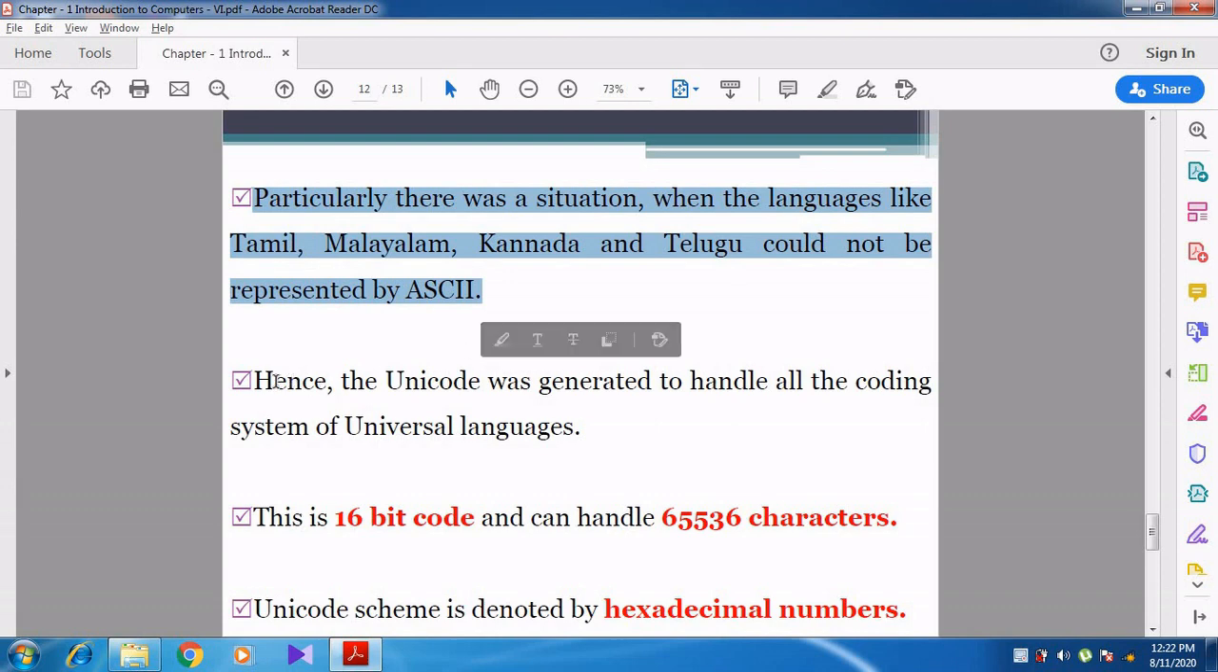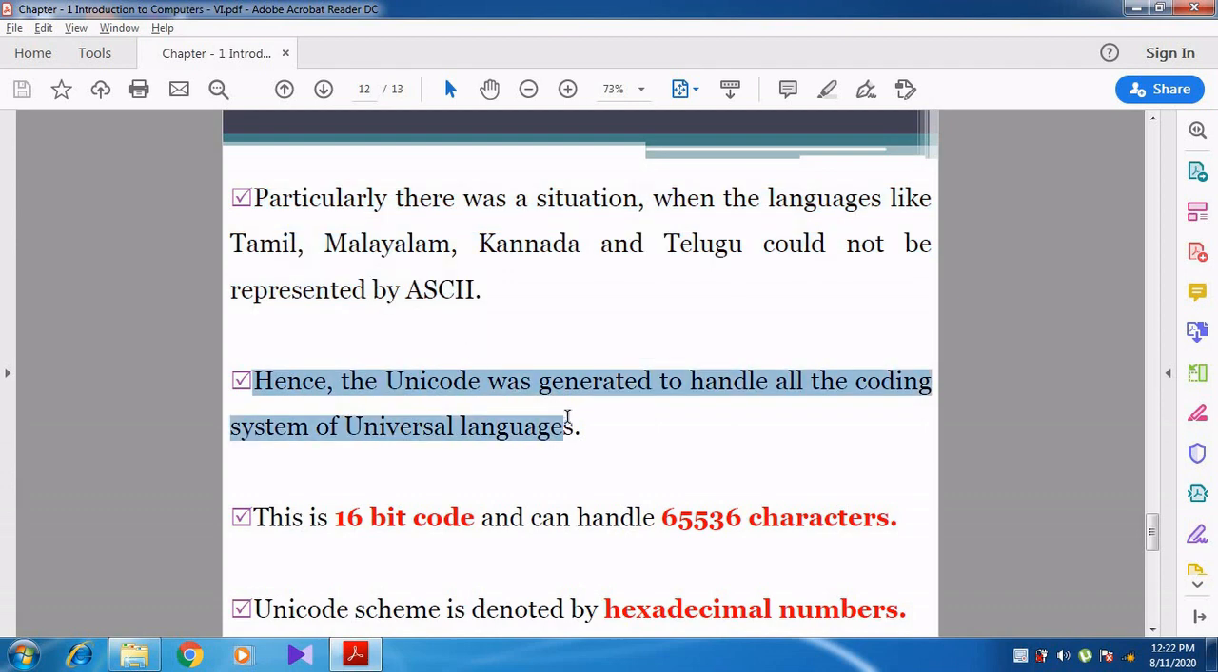Unicode can also handle the coding systems of universal languages. Whatever language is followed in a universal manner, or whatever languages are declared as universal, those languages are able to be handled by the Unicode system. That is the first great advantage Unicode has. It can handle all types of languages. Apart from that, all the other systems are able to handle only 2 power 8, that is an 8-bit encoding system.